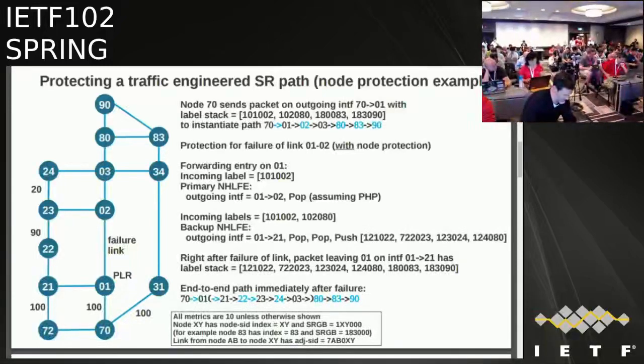But for node protection, we still have the same primary next hop label forwarding entry, but the backup path can only be determined by looking at the first 2 labels, both the top label and the second label in the label stack. So in this case, in the backup path, we send the traffic out interface 1 to 21, but we pop those 2 incoming labels and push the label stack shown below. That results in a larger label stack as you're leaving node 1 to go to 21, which results in this end-to-end path immediately after the failure that goes 71, 21, 22, 23, 24, 3, 80, 83, 90.